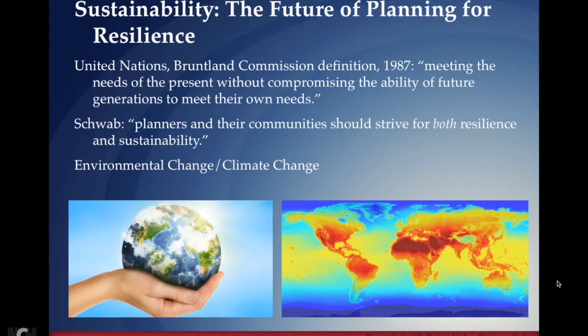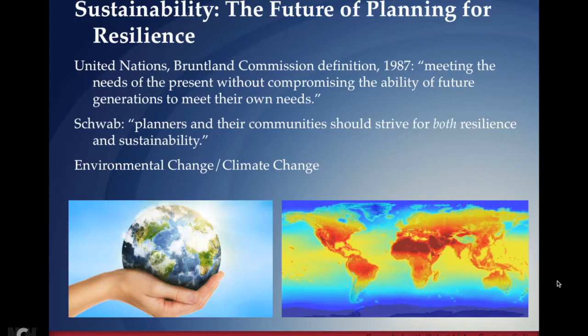The sustainability concept was first defined in 1987 by the United Nations Brundtland Commission. The definition is meeting the needs of the present without compromising the ability of future generations to meet their own needs. He notes that planners and their communities should strive for both resilience and sustainability.